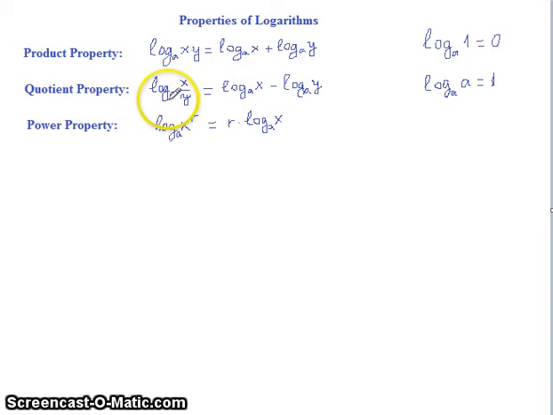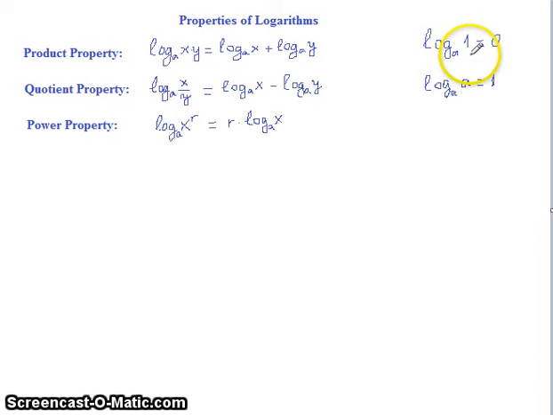If we have to find a logarithm of a quotient, then we can represent it as a difference of two logarithms, logarithm of the numerator minus logarithm of the denominator. The base will be the same. The power property: logarithm base a of x to the power of r equals the product of the exponent r times log base a of x. In other words, we can factor out the exponent, or pull out the exponent in front of the logarithm.